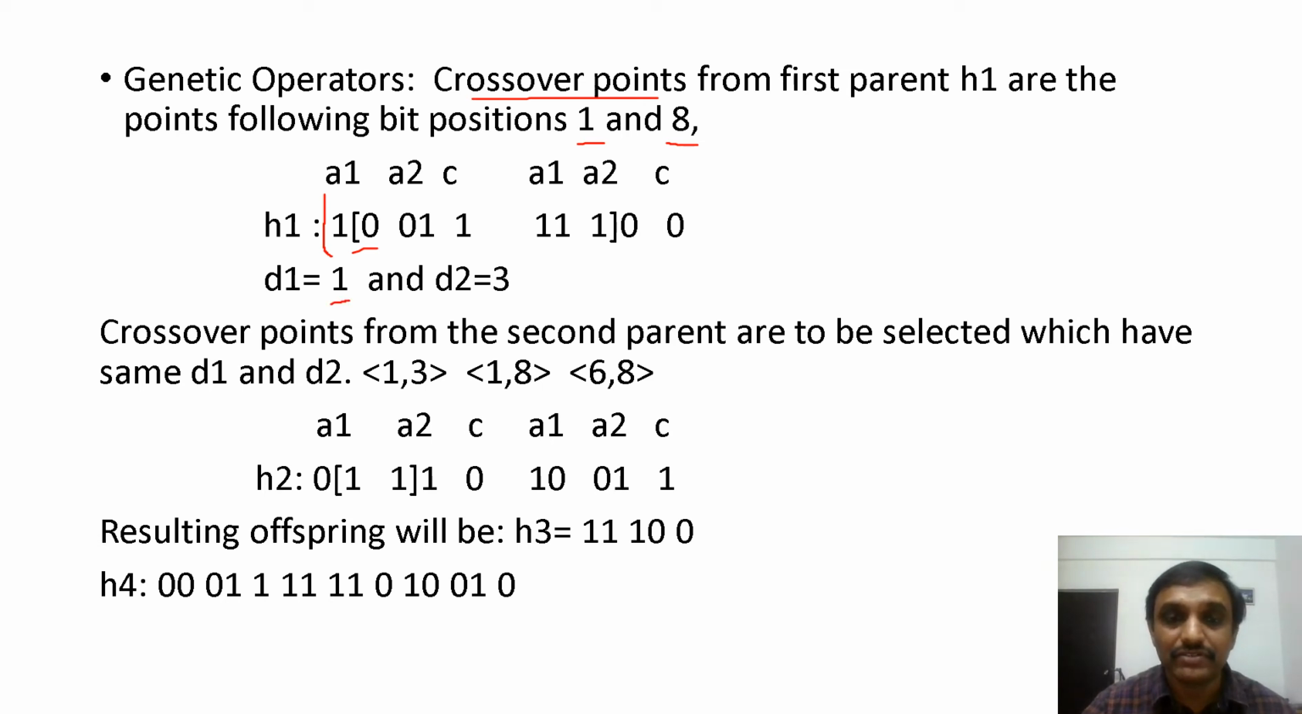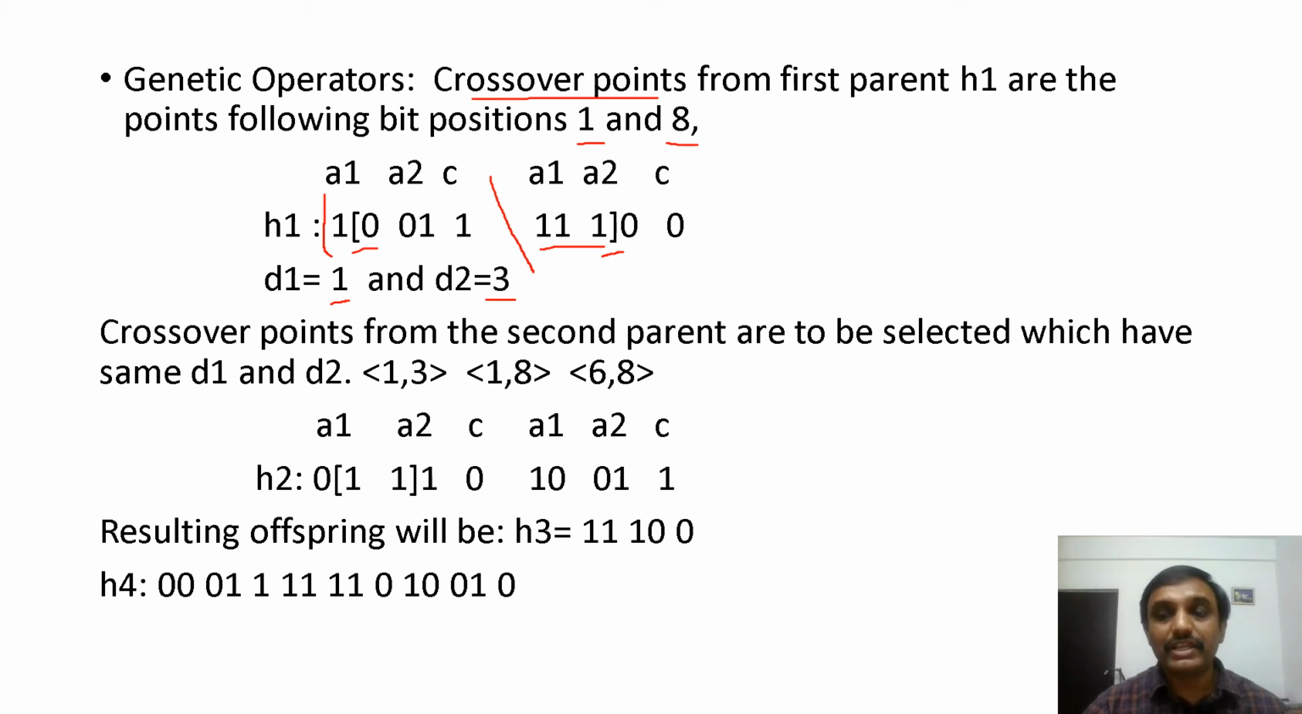So D1 value is 1, from the second bit position, which is present after 8, which is present in the second if-then rule. Okay, so before 8 up to the leftmost position in the second if-then rule, how many bits are there? 3 bits are there. So D2 is 3. So we calculated D1 and D2 values for the first parent.